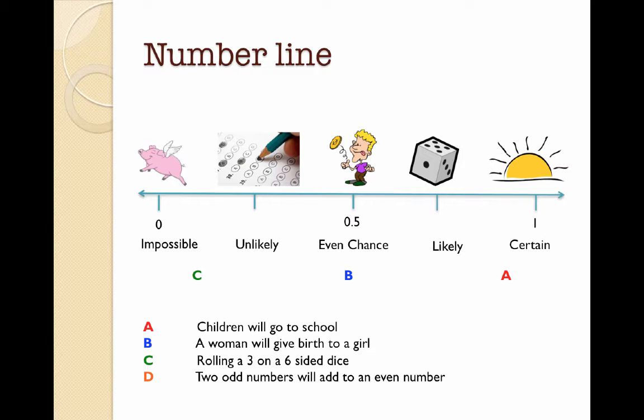For D, 2 odd numbers will add to an even number. Well, how do you know this unless you're a mathematician? Well, you could try just adding 2 odd numbers that you know and see what the answer you get is. So 1 and 3, that's 4. And 5 and 7, that's 12. Those are odd numbers and they're giving me even numbers as answers. 11 and 13 is 24. So every single pair of odd numbers that you add together will give you an even number. So we say that it is certain.